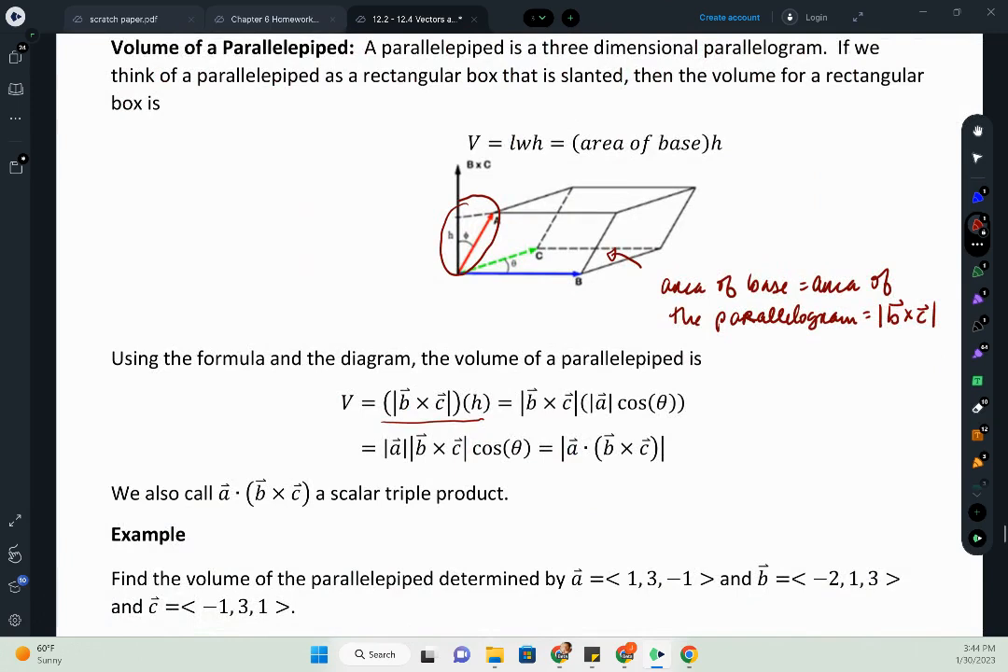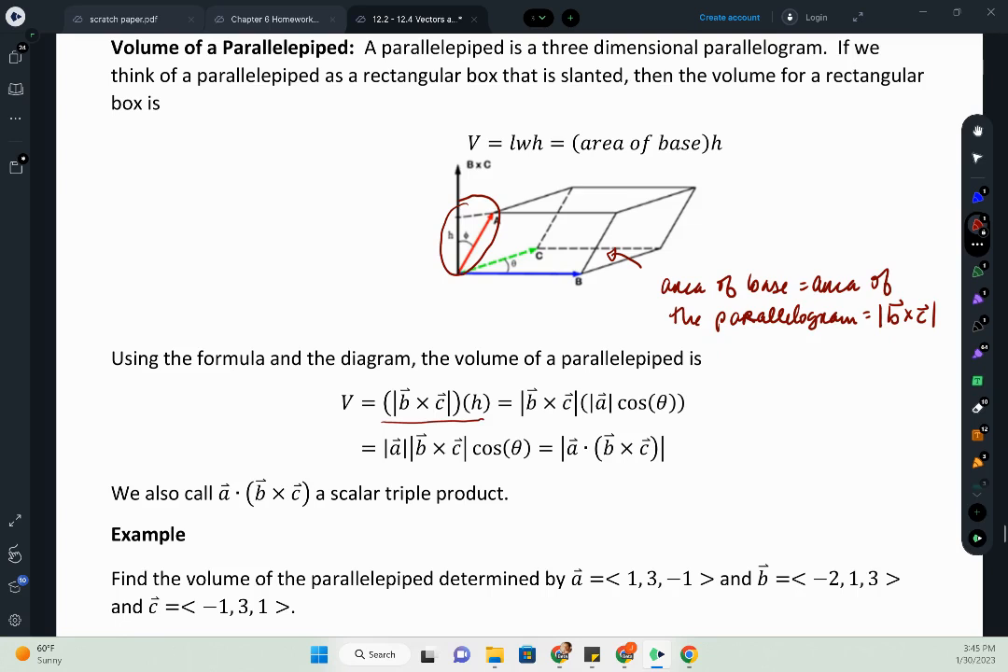All right, so once I have that the height is the magnitude of A times cosine of the angle, I can put those things together and say, all right, we've got the magnitude of A times the magnitude of B cross C times cosine of the angle. And they're telling us that this is the same as finding A dotted with B cross C and then taking the magnitude of that. And where this is coming from is directly from the definition of the dot product.